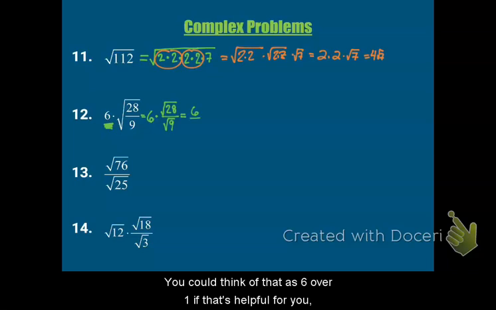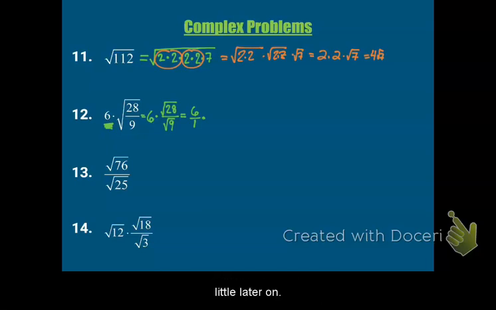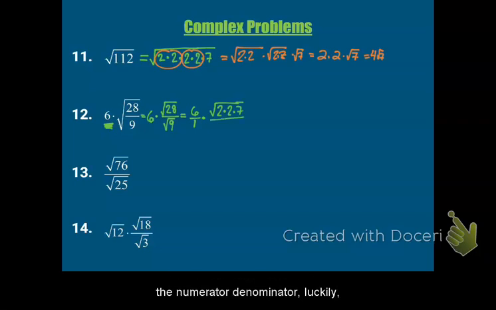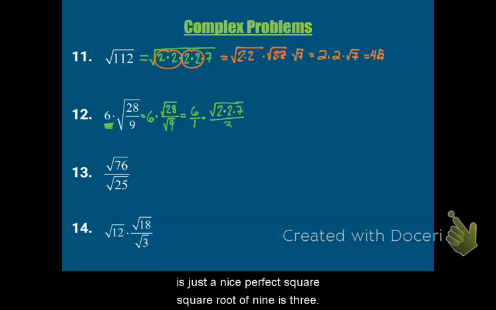You could think of that as 6 over 1 if that's helpful for you, knowing that we're going to end up multiplying fractions a little later on. 28 is 2 times 14, and 14 is 2 times 7. So using our product property to start simplifying the numerator. Denominator, luckily, is just a nice perfect square. Square root of 9 is 3.